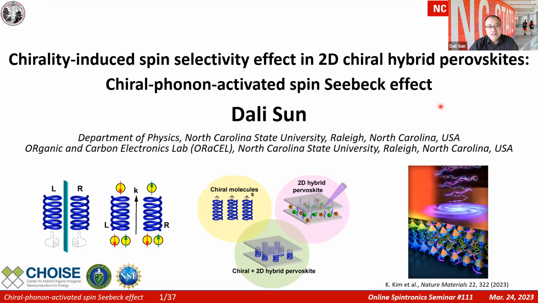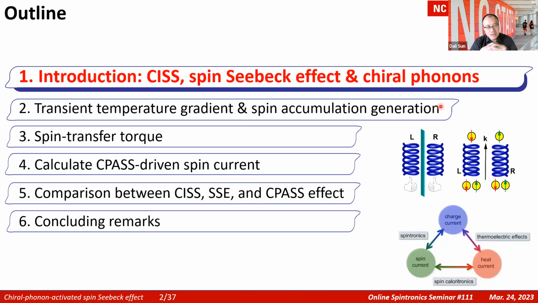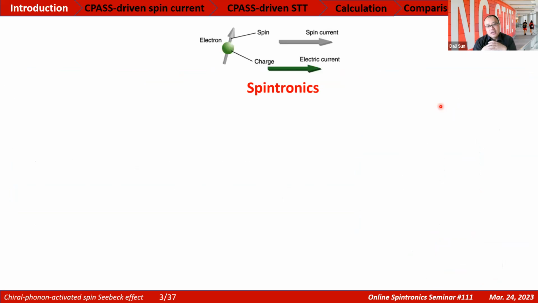Great. All right, so I will give an outline of my talk: the introduction, including the connection between the CISS effect, the chirality-induced spin selectivity effect, and spin Seebeck, and also chiral phonons. Then I will introduce our work about how to generate the transverse temperature gradient, how to convert the chiral phonon into spin, and how to validate it using spin transfer torque, calculation, and comparison between the different effects, and the conclusions, right?